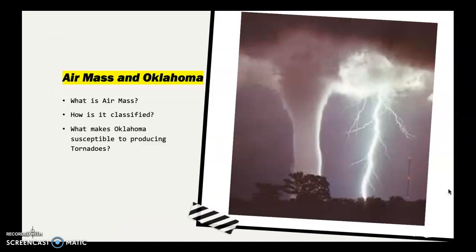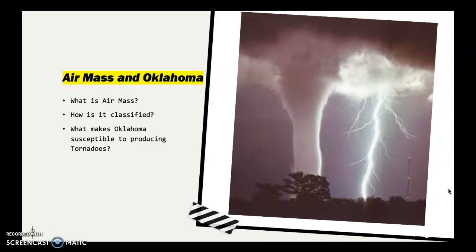So air mass, and what it looks like for Oklahoma in regards to tornadoes. So an air mass is a large volume of air in the atmosphere that is mostly uniform in the temperature and the moisture that it has, and that's how it's classified. So they're classified according to their regions. So the regions are polar, which is a cold region, the Arctic, which is an even colder region, the equatorial, which is warm and moist, and you have tropical, which is a warm region.